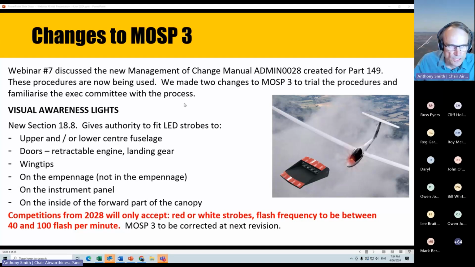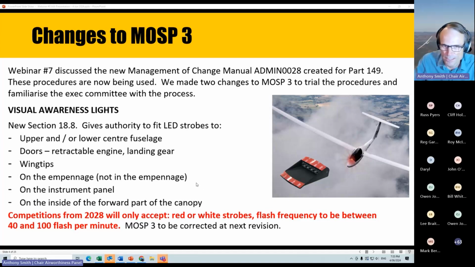These 2 changes were recently published. This included a new section 18.8, which gives authority to fit LED strobes. These are the visual awareness lights. And this gives approval to fit them to the upper or lower centre fuselage doors, retractable engine doors, landing gear doors, on the wingtips. And that's very much on the empennage, not in the empennage.